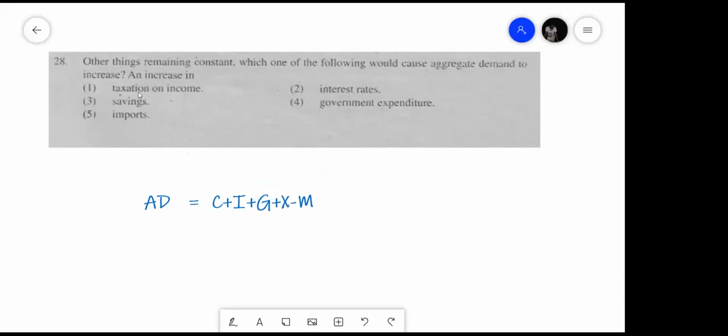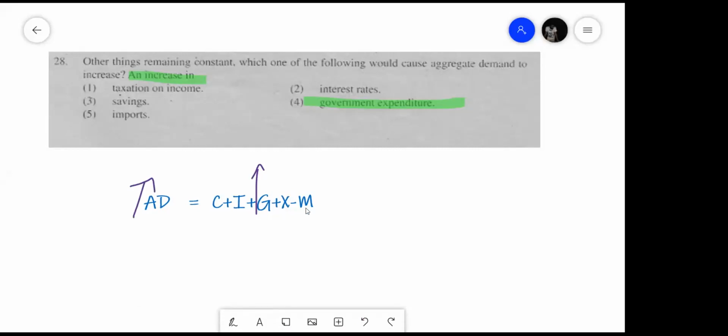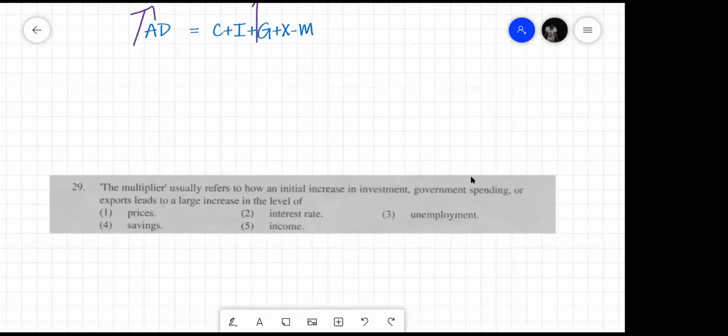If taxation increases, no. Interest rate, no. Savings, no. Guys, it's government expenditure. Remember the words here, they're talking about an increase in. If imports increase, will aggregate demand increase? No, if imports increase, aggregate demand will fall. It's not number 5, guys. The answer is number 4. If government expenditure increases, your aggregate demand will increase. Imports, no, because imports is a minus here. That's an easy one.